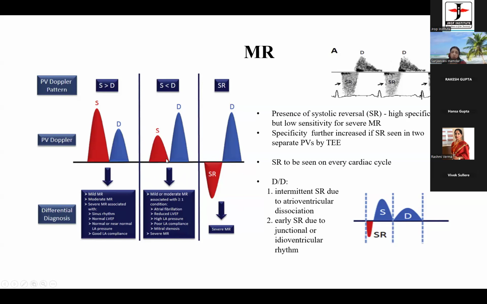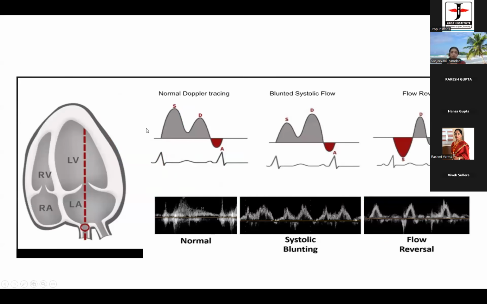Even now, we are not sure, it doesn't guide us much, but whenever there is complete systolic reversal, then it is highly specific that there is severe MR, though the sensitivity is not that much. And this specificity is further increased when you take a profile at two different places. The same thing is shown over here, how S starts becoming less and then it starts reversing completely.